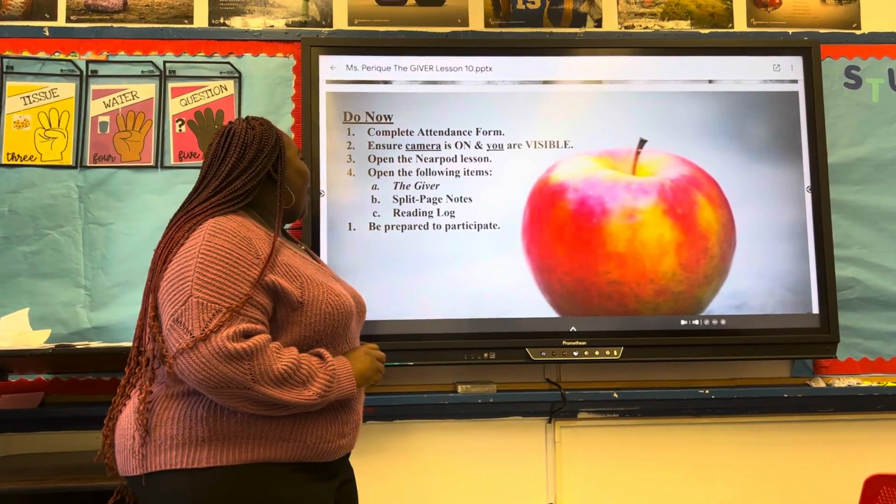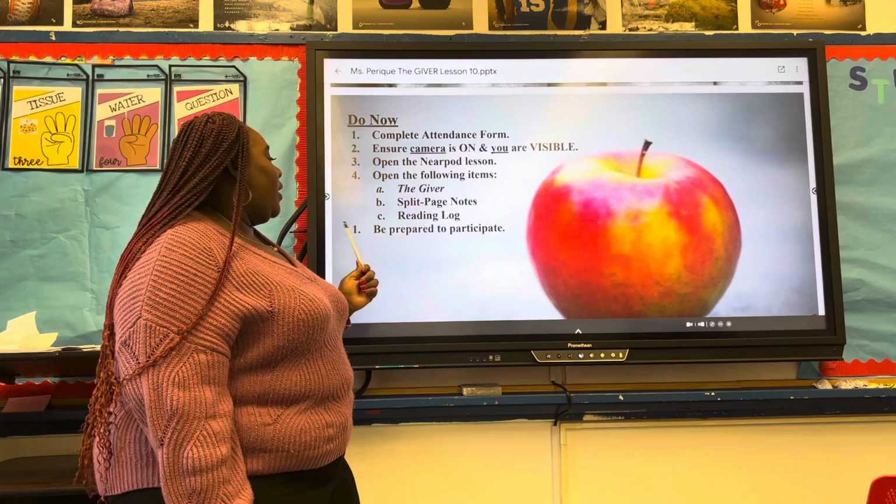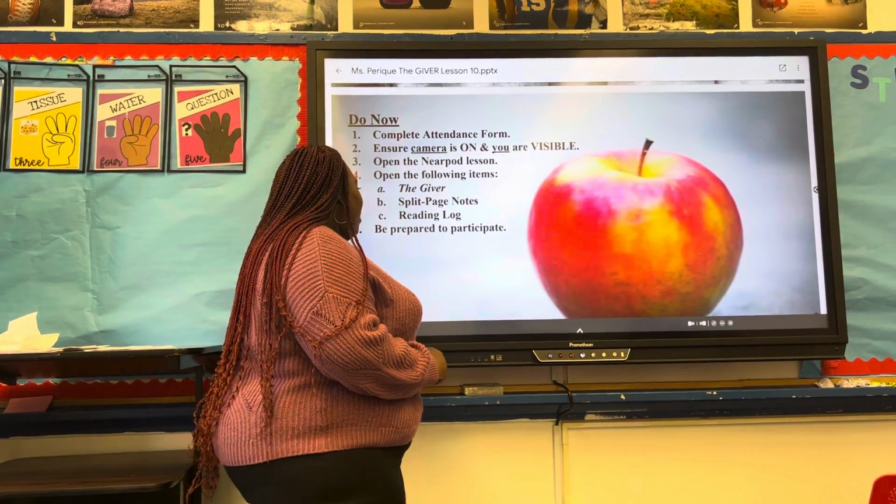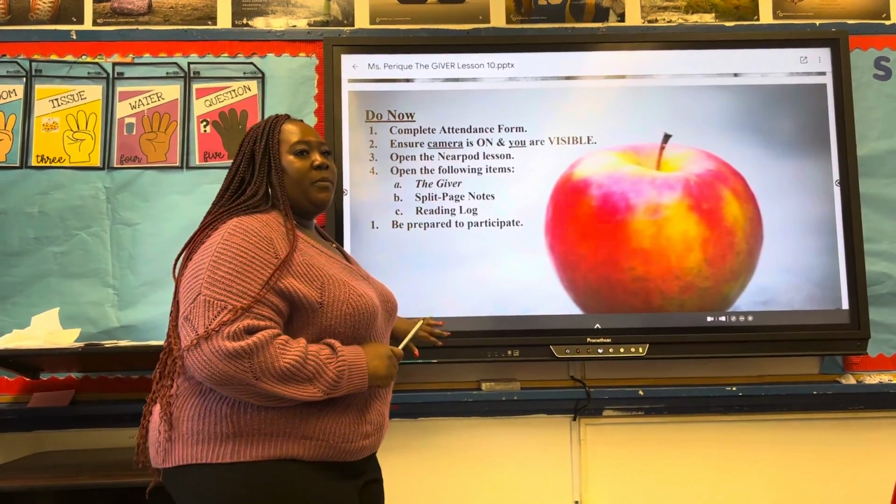You're going to open your Nearpod lesson. You're going to open the following items: The Giver, the split page notes, and your reading log. And most importantly, be prepared to participate.